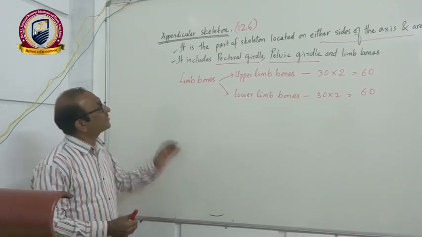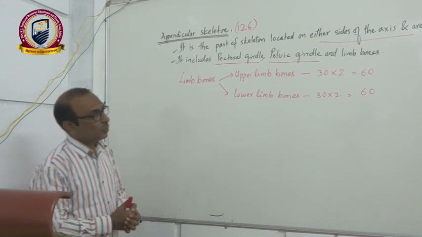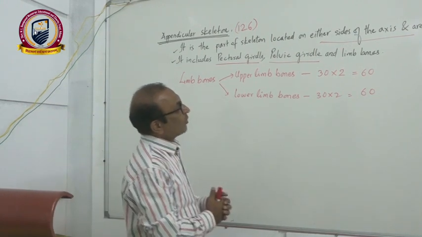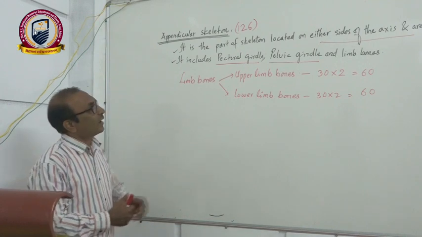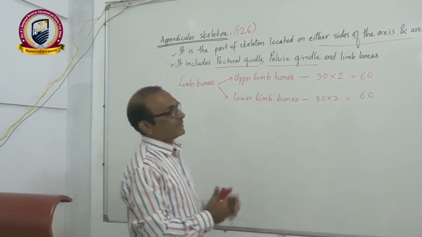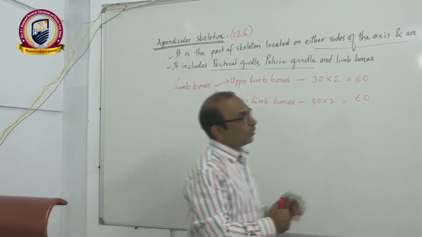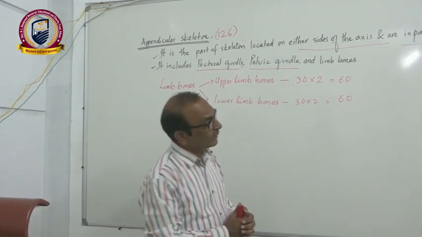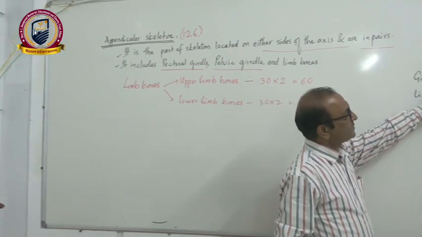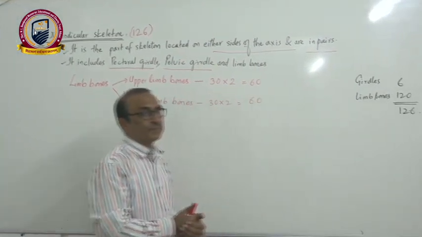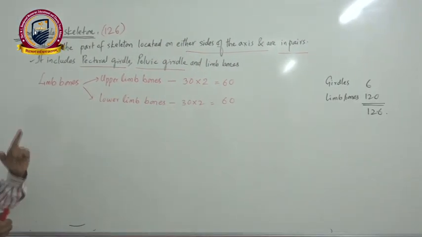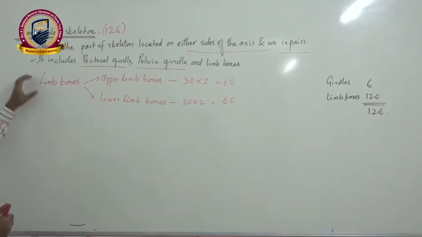Okay, appendicular skeleton we are studying. So the total number of bones in the appendicular skeleton is 126. Just now we have seen that the girdles, both pectoral girdle and pelvic girdle together, make up 6 bones. And the remaining 120 bones are there in the limbs.